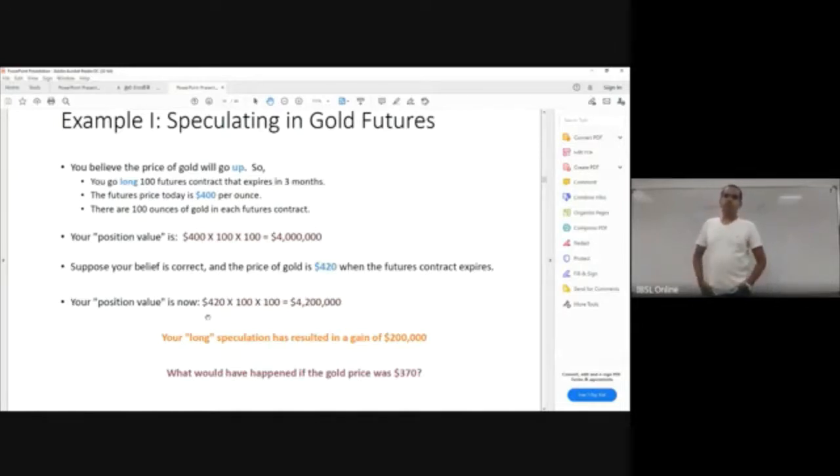So suppose your belief is correct and the price of gold goes to 420. Okay. If it goes to 420, then the gold you have is worth 420 times 100 ounces times 100 contracts, 4.2 million. And so you bought and the price goes up, obviously you will make money.